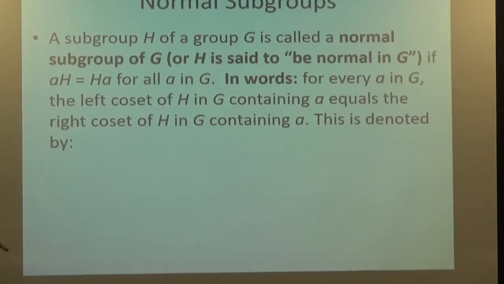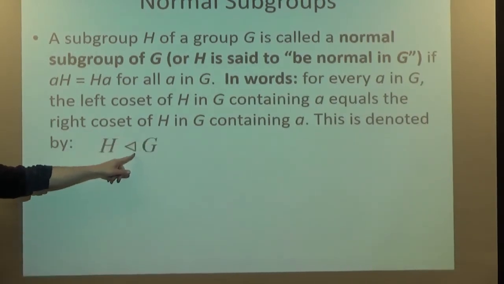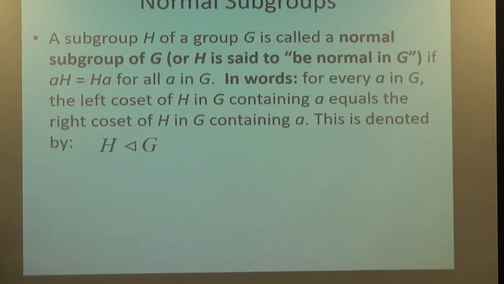Again, you should be able to say this in words. For every a in G, the left coset of H in G containing a equals the right coset of H in G containing a. We've got the special notation. Put this extra line on the subgroup symbol. That is a very commonly used notation. Okay.